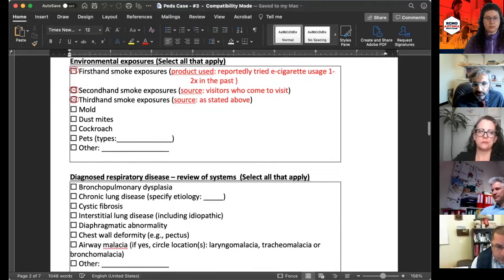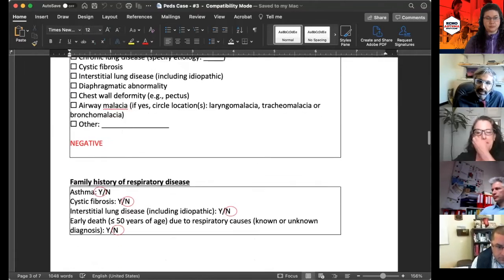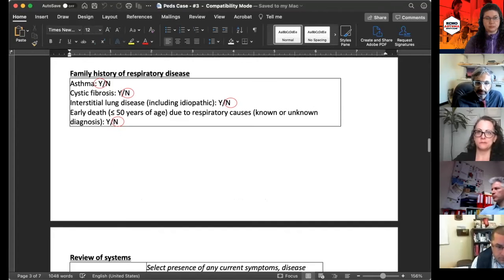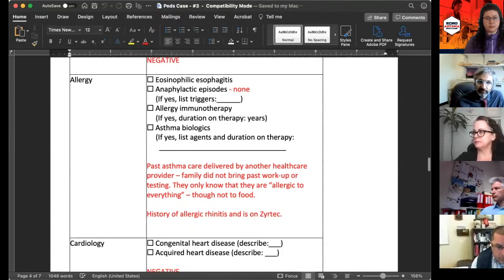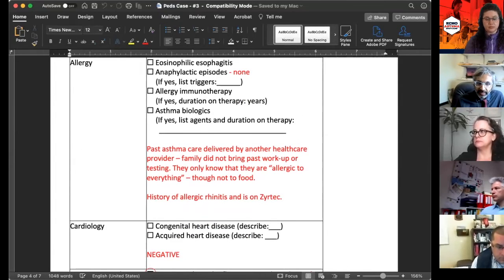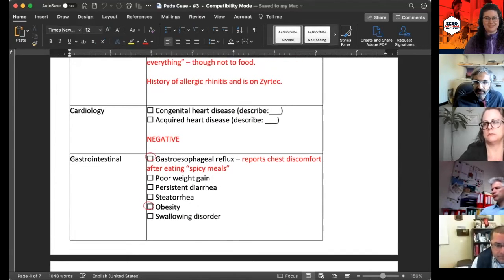In terms of the review of systems, we didn't really pick up on anything. She does have a family history of asthma, on the maternal side. Further down on the review of systems, we didn't get anything from an infectious standpoint. She did not have any past history of anaphylactic episodes. Her past asthma care was delivered by another provider. Like I mentioned, the family didn't bring any of her past workup. But from what they said, she's allergic to everything, though they promised us she wasn't allergic to any types of food. She does have a history of allergic rhinitis and is on Zyrtec.